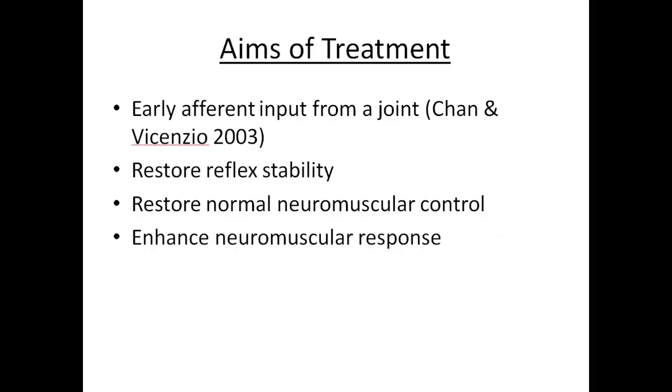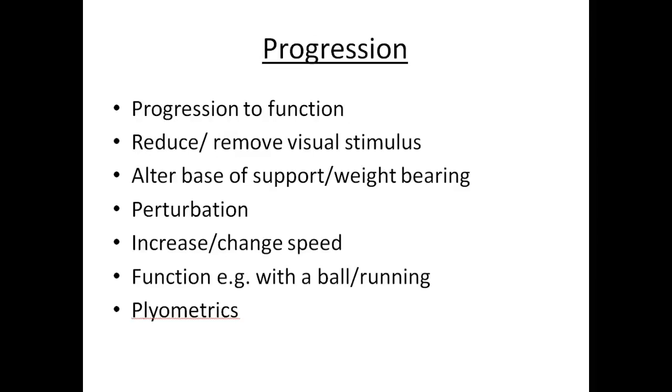So, the aims of treatment: early afferent input from a joint. According to Chan and Vicenio in 2003, we've got to get that proprioception restored to the joint as soon as we can. We've got to restore the reflex stability, restore normal neuromuscular control and enhance the neuromuscular response.